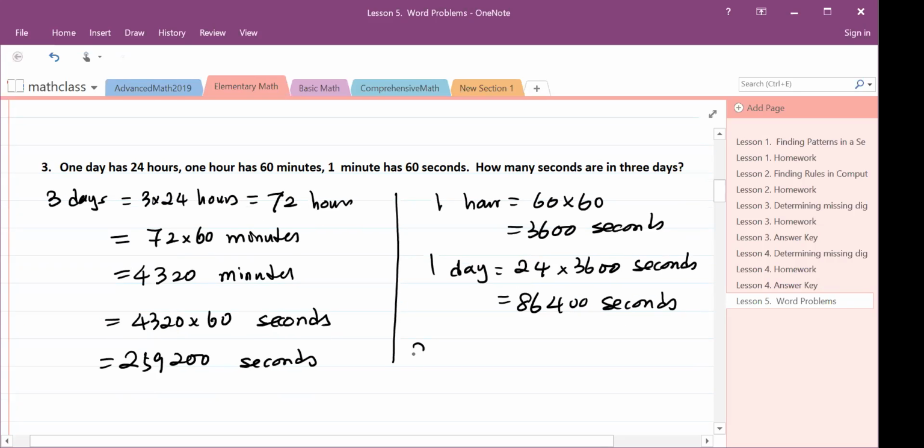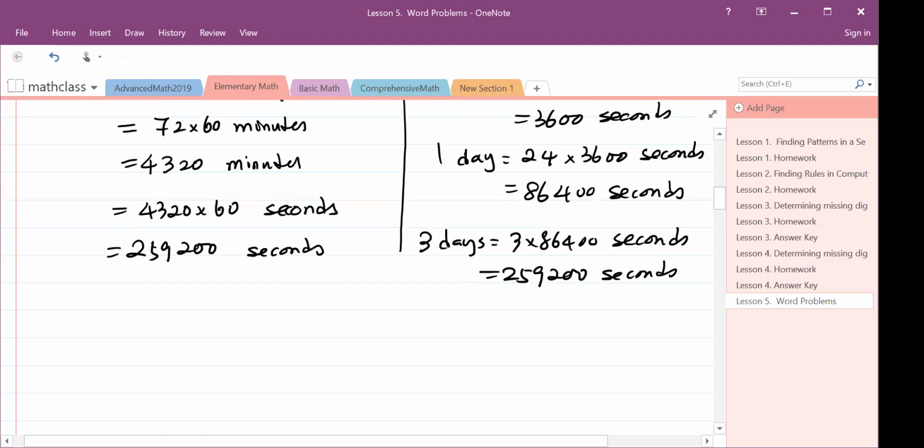Okay, so 3 days is just 3 times of this. Okay, and you multiply this out times 3, you get the same answer, right? Times 3, and then 259,200 seconds. So it's up to you which way, backward, forward, there's no difference. Guys, this is just simply a multiplication. It'll be even a little bit easier than the previous problems. Okay.